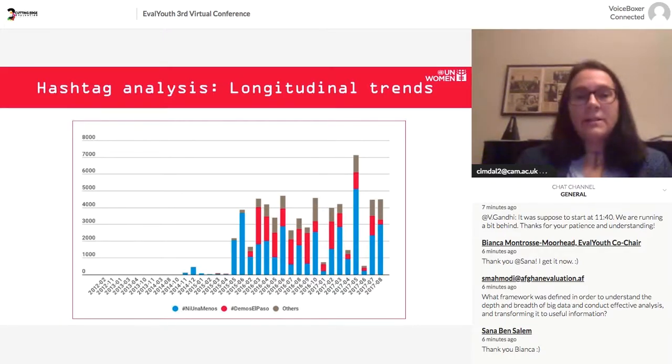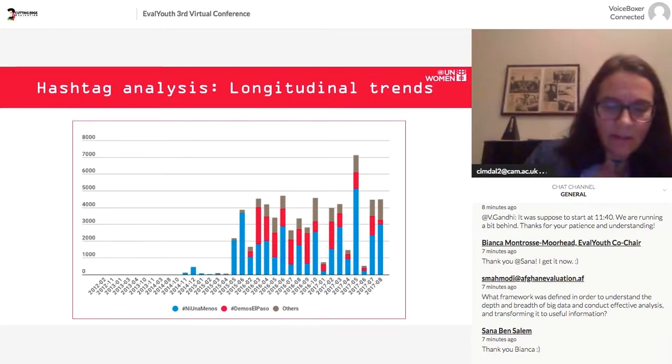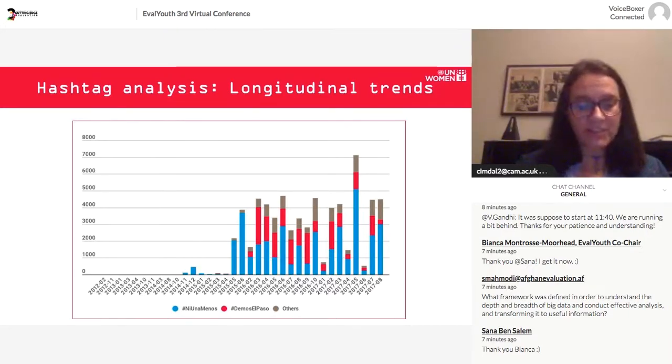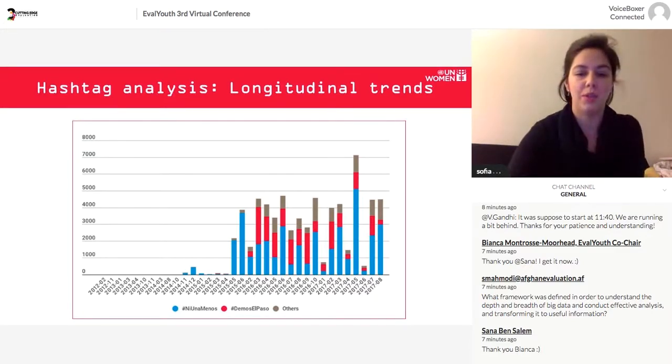So even though this was not a hashtag that was promoted by UN Women, of all the tweets related with women empowerment and equality, most of them seem to use this hashtag. And there's also another hashtag that was Demos El Paso. This one was promoted by UN Women. There was a campaign on International Women's Day in 2015 with the objective of showing steps that the government was taking to help women and girls achieve their potential.